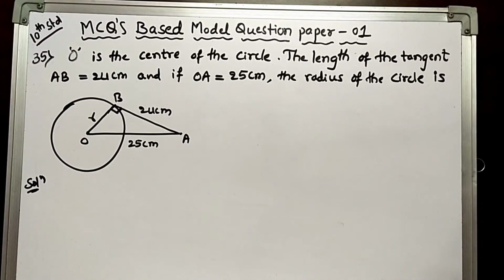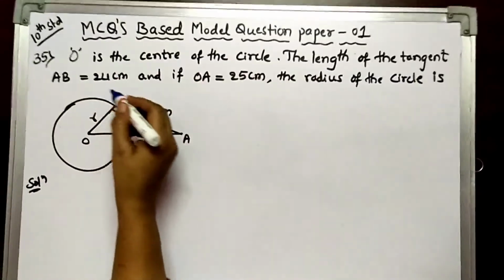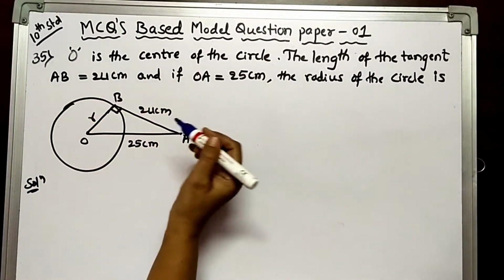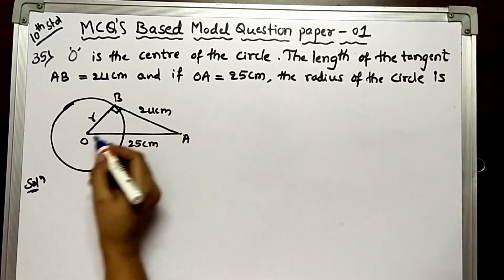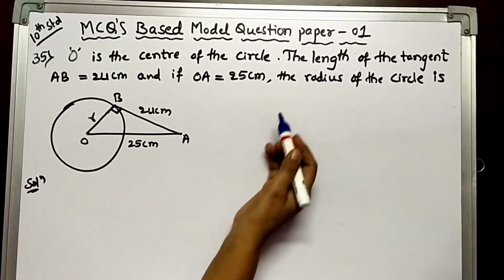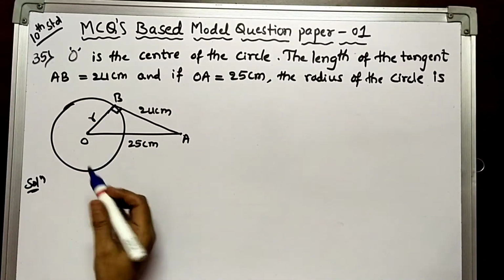Question number 35. O is the center of the circle. The length of the tangent AB is 24, here this one is 24. And if OA is equal to 25 centimeters, here O to A is 25, the radius of the circle is? So r is equal to question mark; r we have to find.